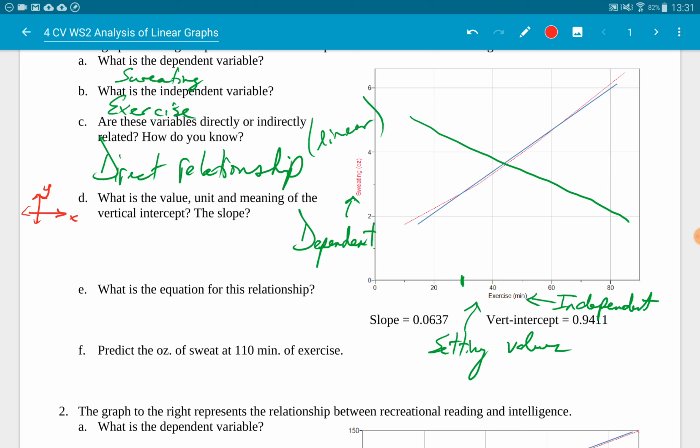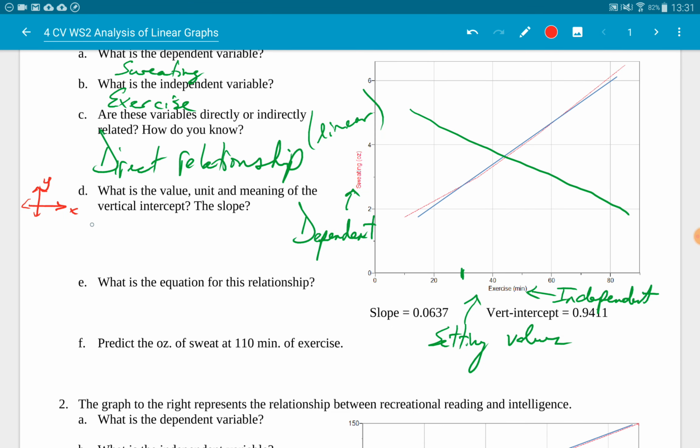What is the value, unit, and meaning of the vertical intercept? Okay, so now let's go through the value. Well, it tells us right down here. That's easy. So the vertical intercept, we can't abbreviate sweating too well, so I'll say sweating subscript. Oftentimes we'll put subscript 0. So at time 0, how much is this variable here?